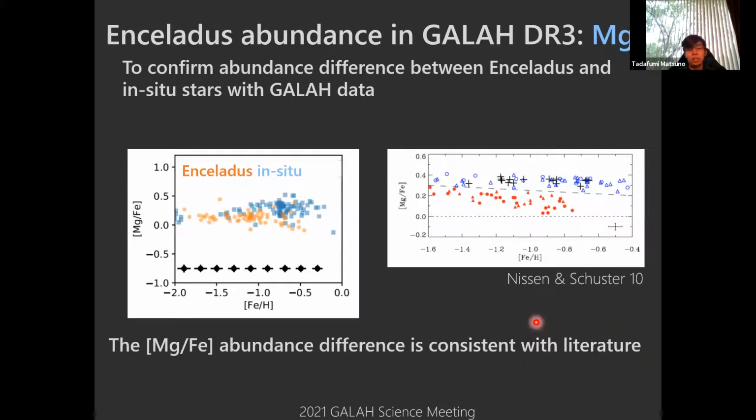This can also be seen in this panel. We just wanted to confirm that we have the same picture in magnesium over iron abundance as previous studies. This is the data from GALAH, and we see a clear difference in magnesium over iron abundance between Gaia-Enceladus and in-situ stars, in the sense that Gaia-Enceladus stars are lower in this abundance ratio compared to in-situ stars. And these populations seem to merge at a metallicity of -1.5. So this is good. We confirm the previous findings with the GALAH dataset.